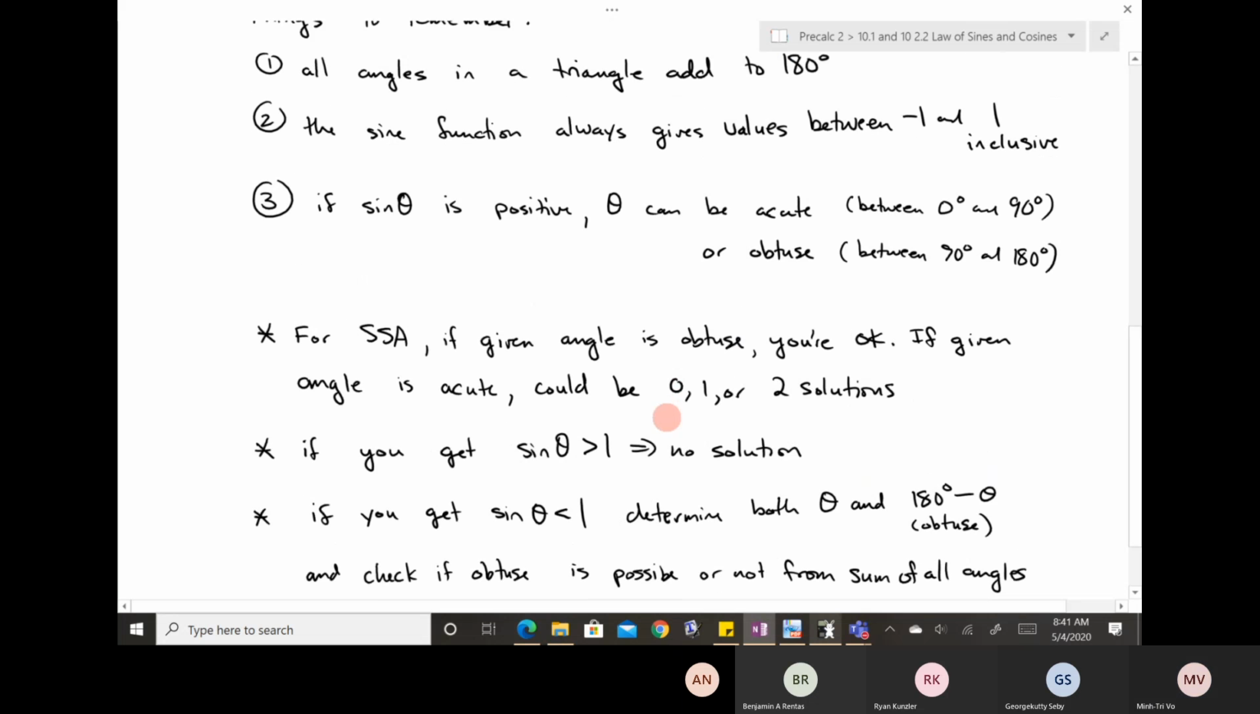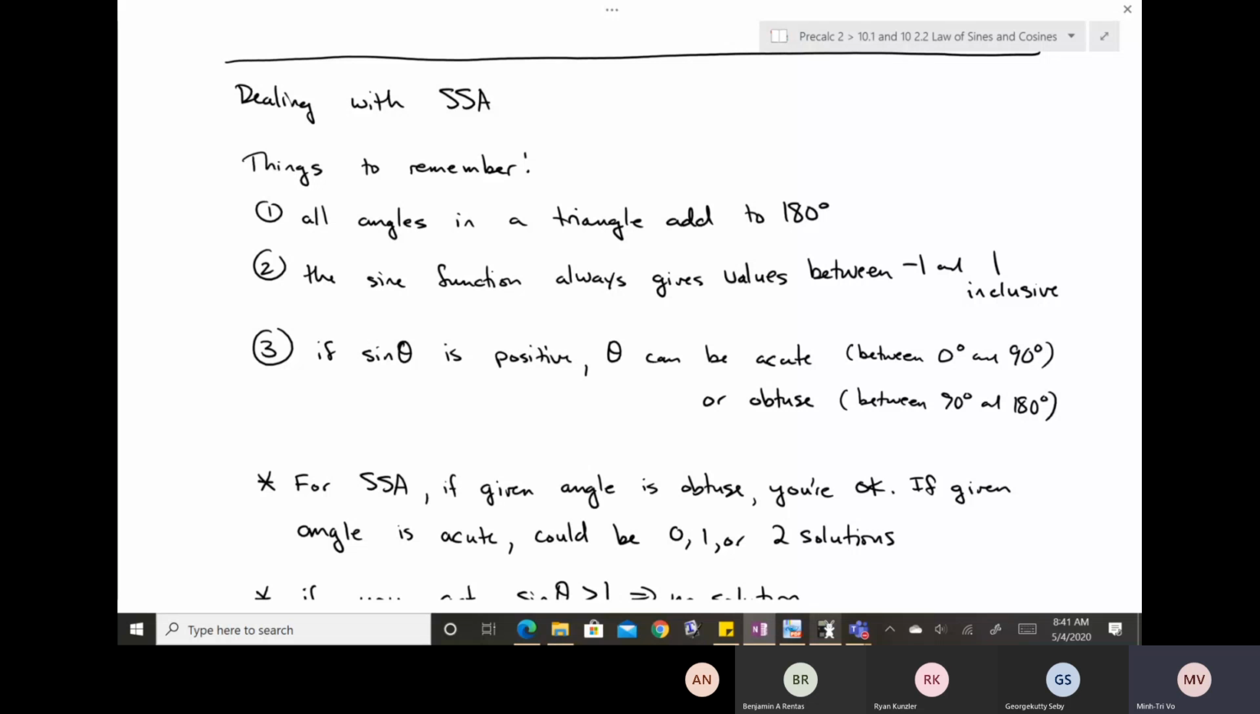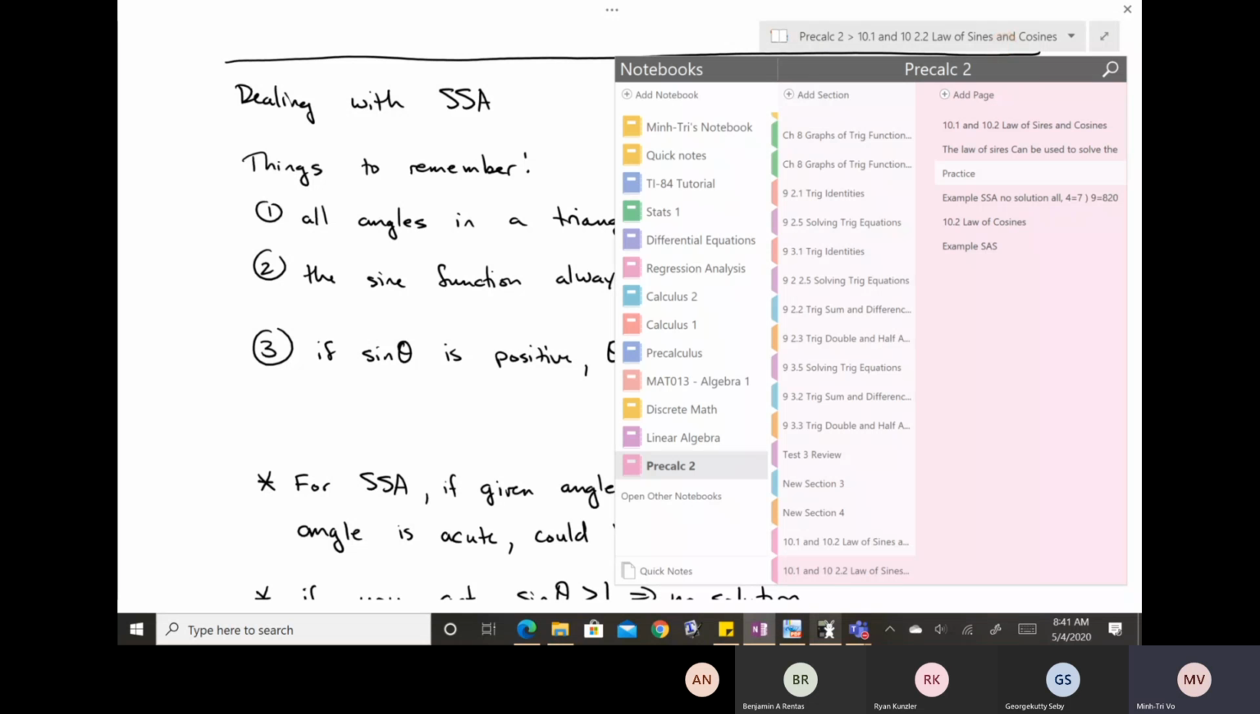Okay. So that's the situation with SSA, right? So let's look at these different possibilities.